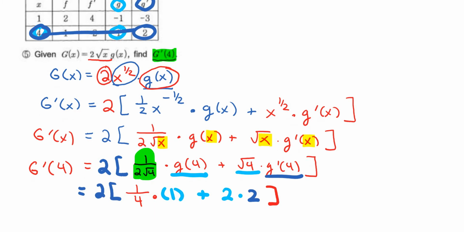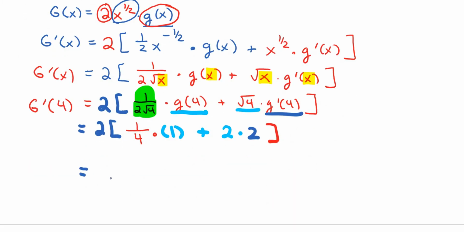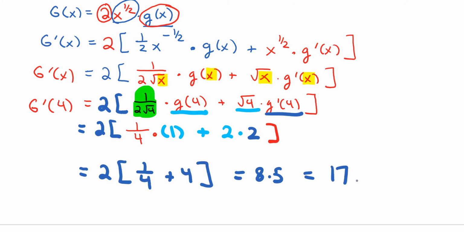Then after that, it's all about just simplifying this now. So this will be 2 times 1/4 plus 4. If you go ahead and evaluate that, that's roughly going to be about 8.5. If you change that to a fraction, that'll be 17 over 2. I won't spend too much time getting 8.5 there. Please make sure that you can get that value on your own, but the derivative steps should be correct.